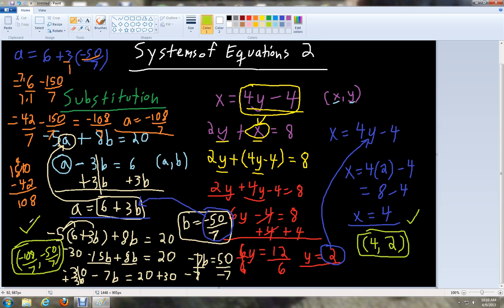So I wanted to do an example there with some fractions to show you that sometimes the answers you get for the variables are not always pretty numbers, right? Sometimes you're going to get some funky, strange looking fractions, just like the 2 we just got in that last problem. And then other times you may get nice integers like 4 and 2, like in our previous problem that we did.